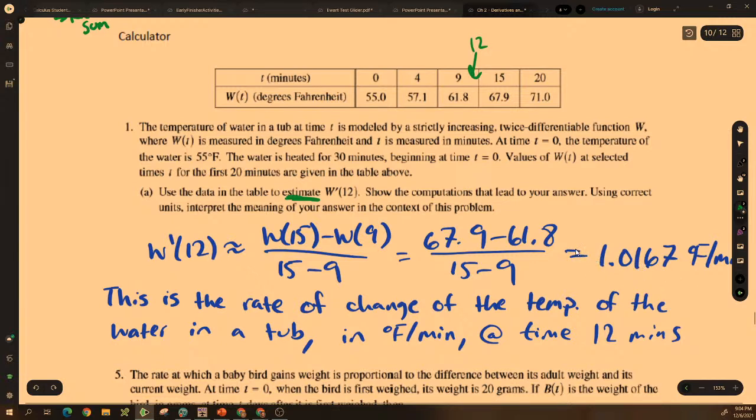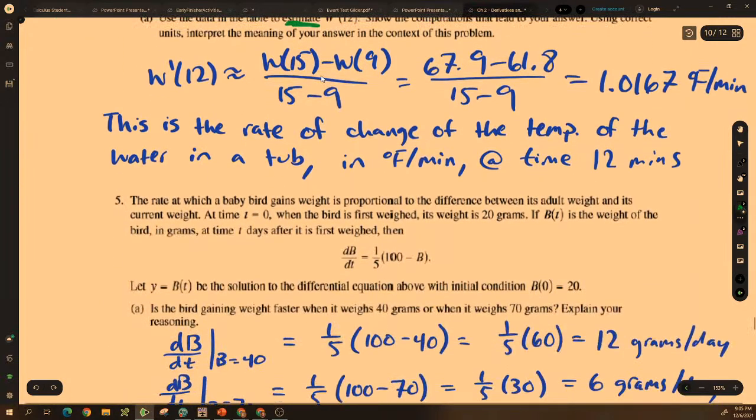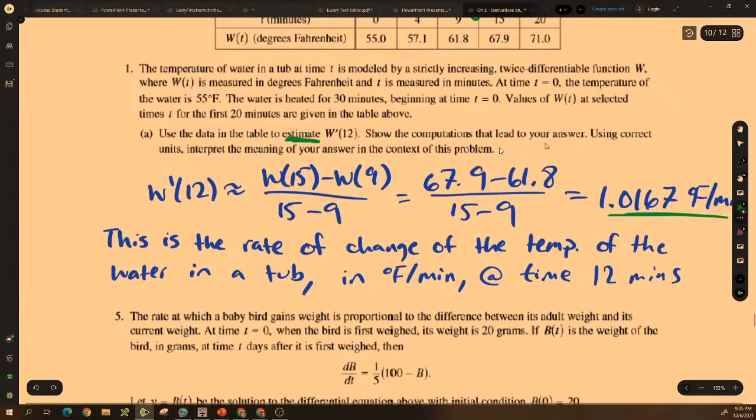And again, for the degrees, the 67 and the 61 were on top. So degrees Fahrenheit goes on top. And per minute. Okay, I know mine kind of got canceled out, but it's per minute, right? Not M, but minute. M is meter. And it says, using correct units, interpret the meaning of your answer in the context of the problem.